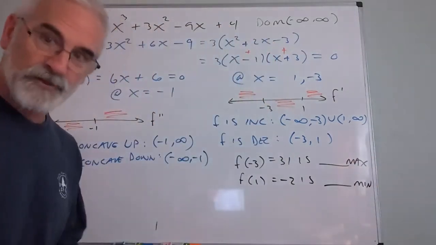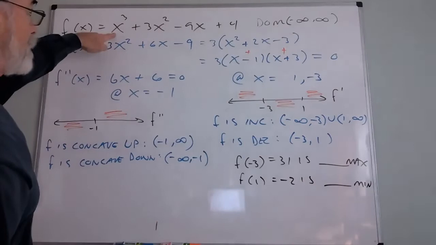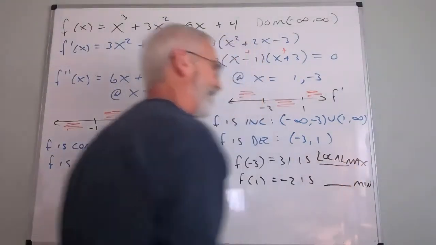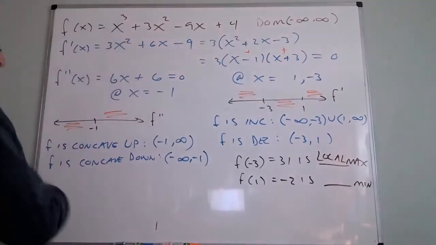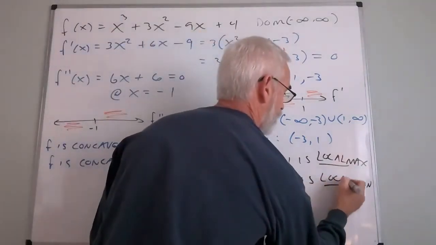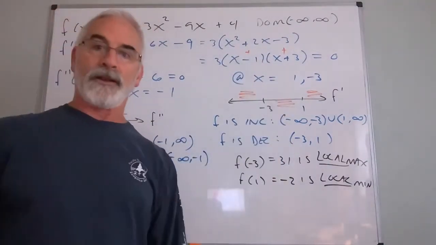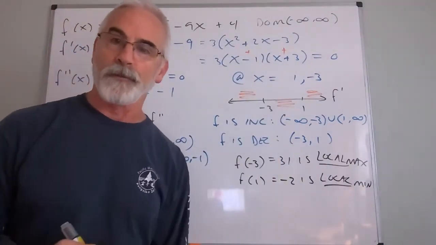Now, how do I know absolute versus local? As x grows without bound, this goes off to infinity. There's no absolute max. As x grows negatively without bound, though, it goes down forever. There's no absolute min. That's it. It's that easy in all problems that exist. Look at the behavior. As you get extreme, is it going up or is it going down?